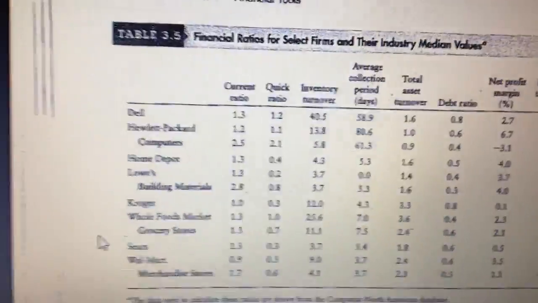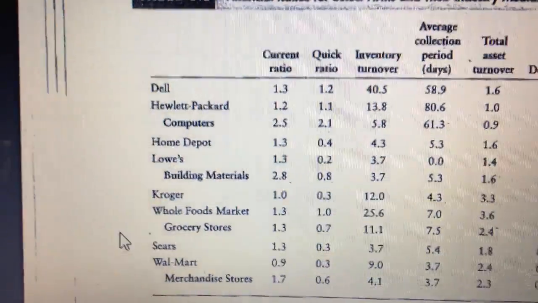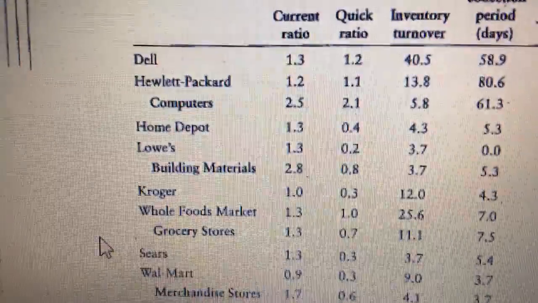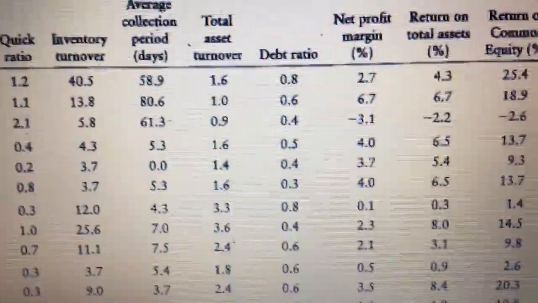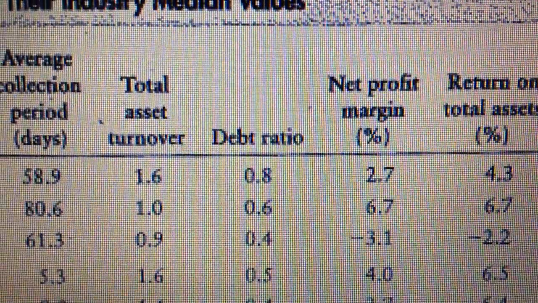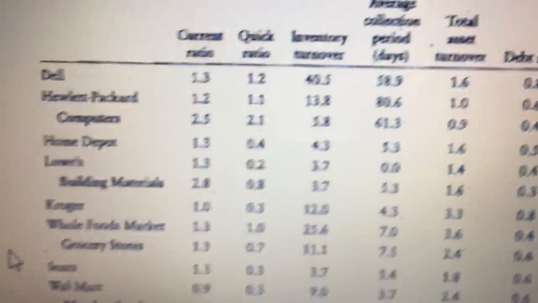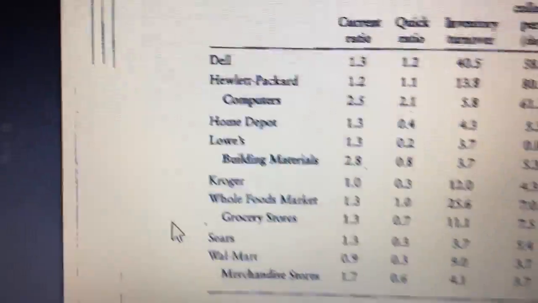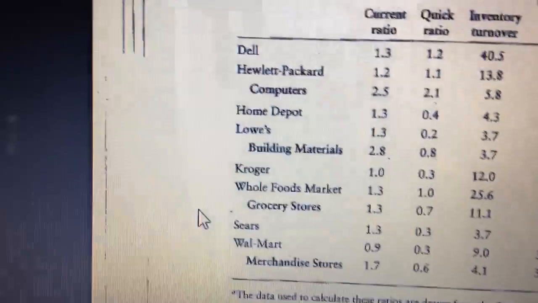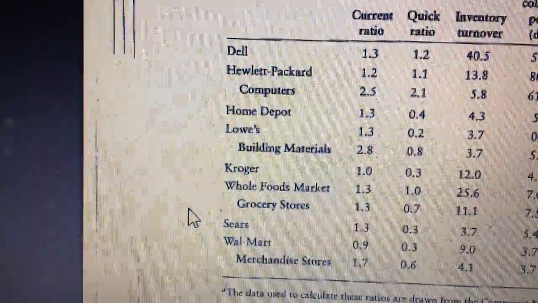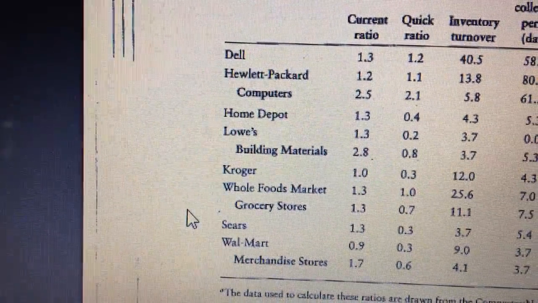And what I've got here is several industries. Okay, and across the top are the ratios that we'll be looking at. Now, they've given you the ratio in terms of numbers here. Some are expressed as percentages. If you look at the top here, net profit percentage. Others are left as decimals. Okay, but you have several industries. You have the computer industry. Dell, Hewlett Packard are shown here. Then you have Home Depot and Lowe's.